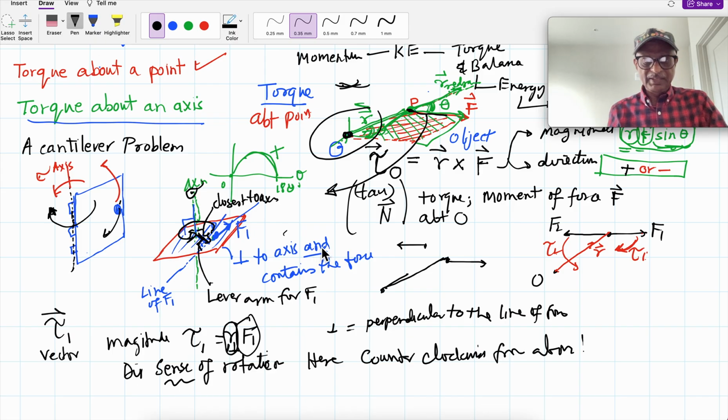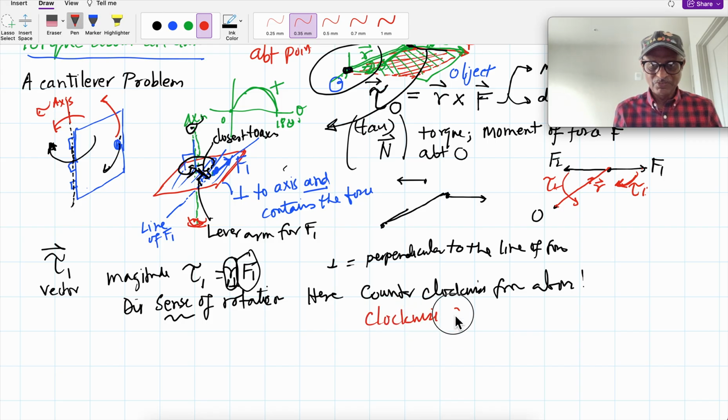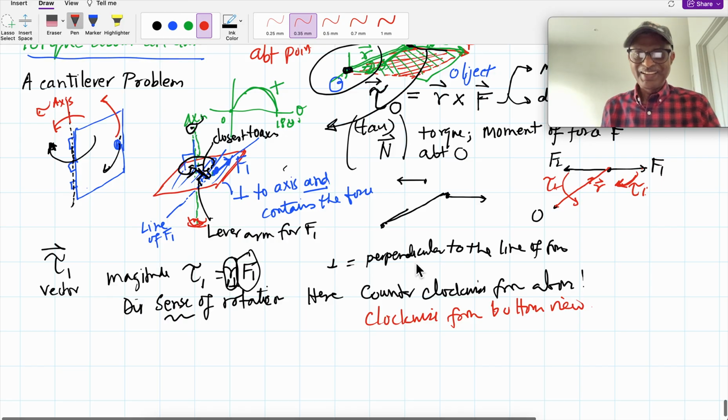But let's see, if instead of looking from there, somebody's looking from the bottom, it will be clockwise from the bottom. So it depends on where you're going to look, from the top or from the bottom. So you've got to tell that. That's the problem with this sense of rotation. Okay, so you've got to describe all of this.